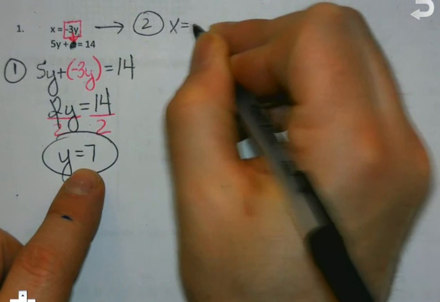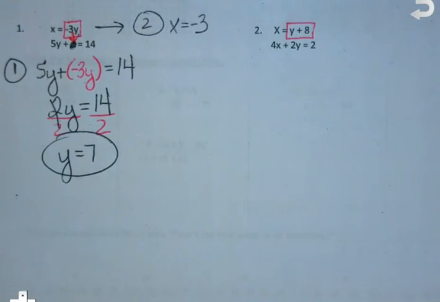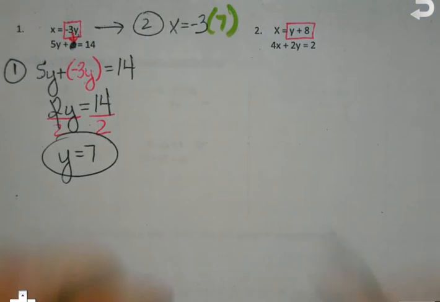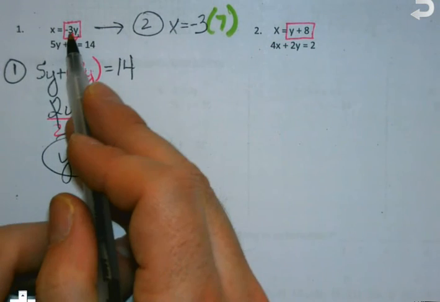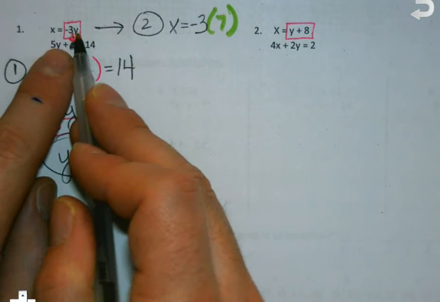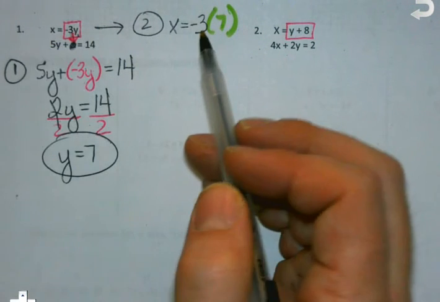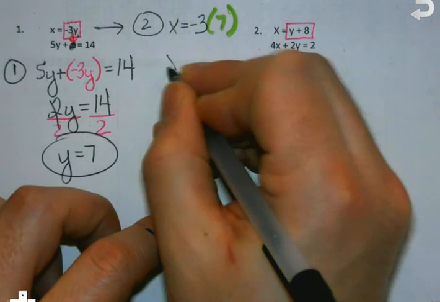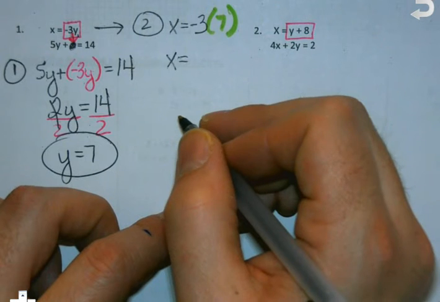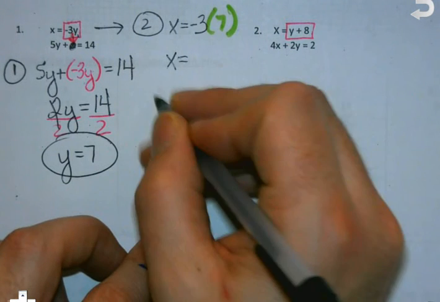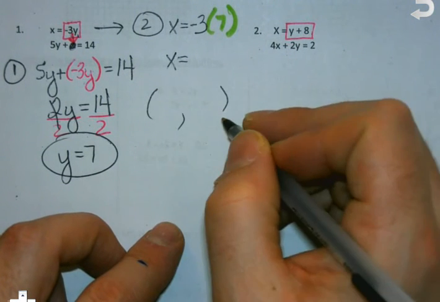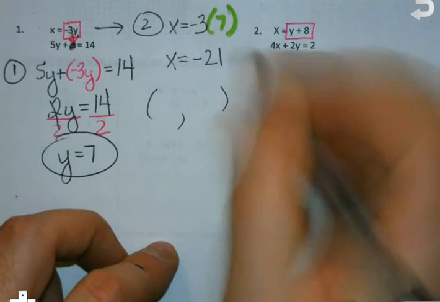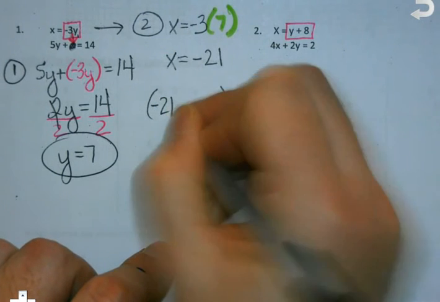So x equals negative 3 times 7. Because when I look here, x equals negative 3 times y, and I'm just replacing the y. So I'm still going to multiply. Negative 3 times 7. Forget about the negative part with 3 times 7. 21. Now let's put a negative on it. So my answer is negative 21.